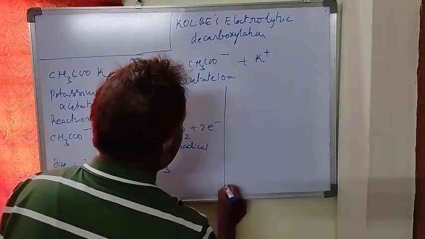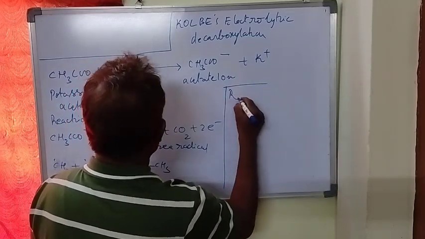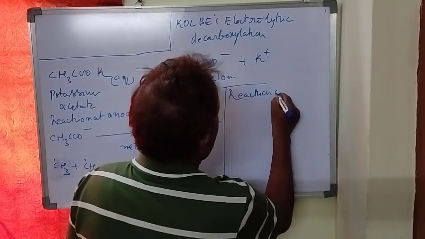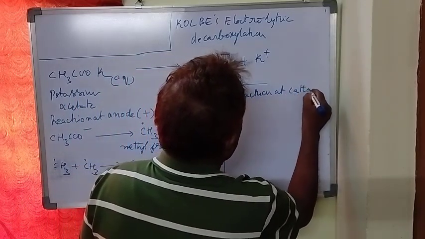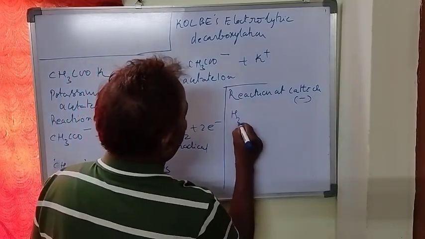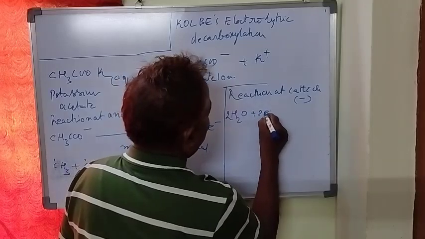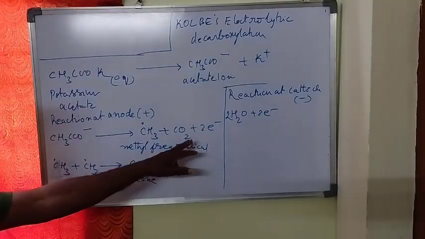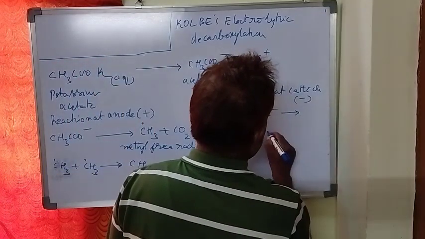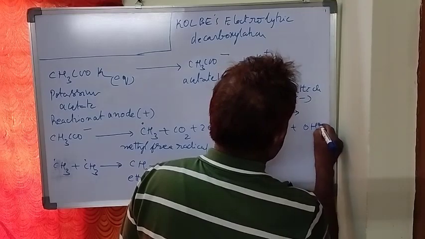2 electrons are released at the anode. On the other hand, reaction at the cathode. Cathode means minus. So here H2O, water, 2 molecules of water take 2 electrons. So 2 electrons are released at the anode and 2 electrons are taken at the cathode. Therefore, we get H2 gas plus 2OH minus.